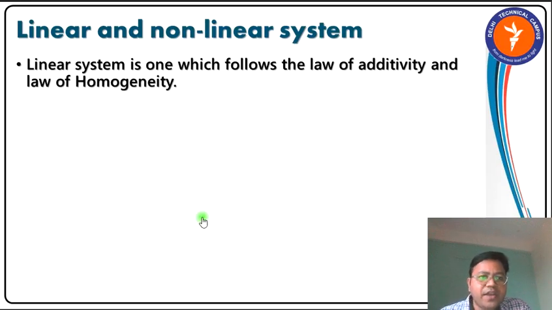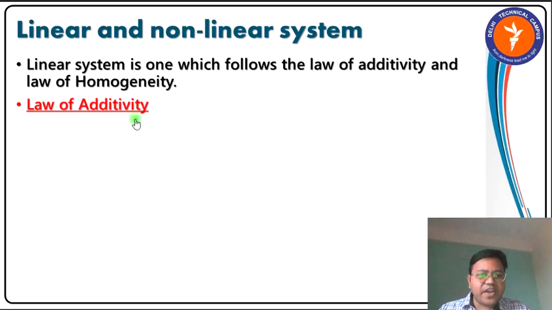So we will now give a clear definition of linear system. A linear system is one which follows the law of additivity and law of homogeneity. Whenever a system follows the law of additivity and homogeneity, we will say the system is linear, and if any of the two is not followed by a system, then the system will be non-linear. Let us discuss the law of additivity first.